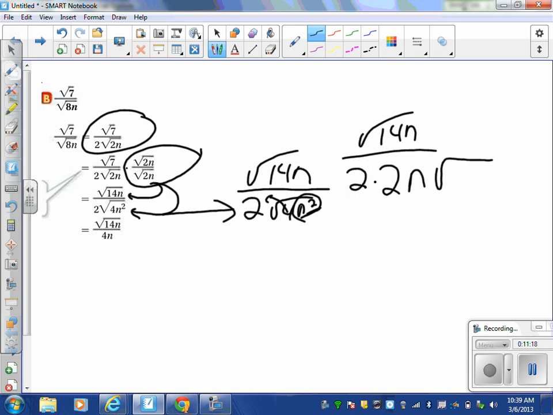So I multiply 2 times 2 to give me 4n. So my final answer would be square root of 14n over 4n.